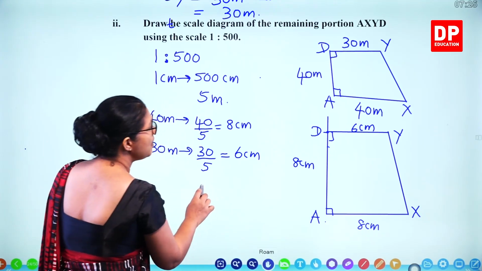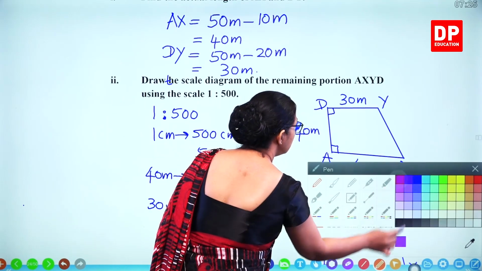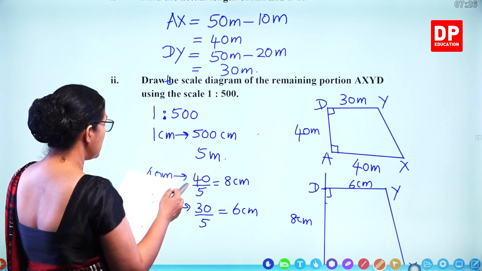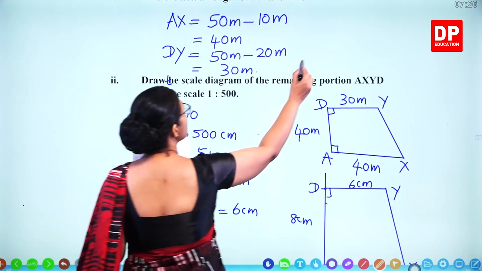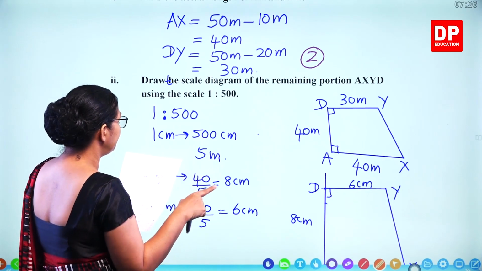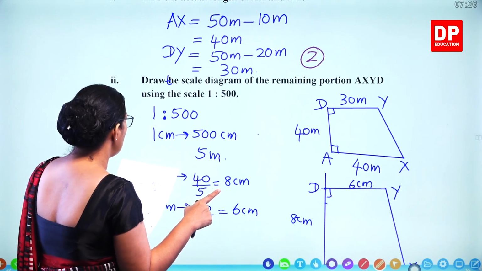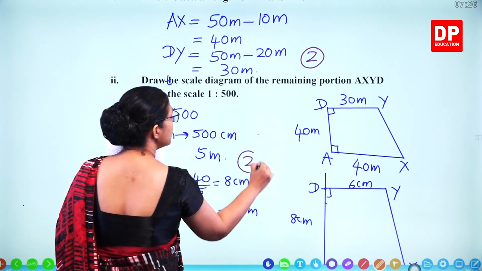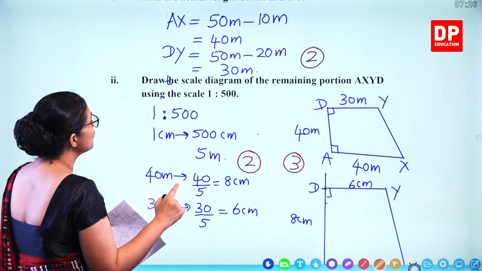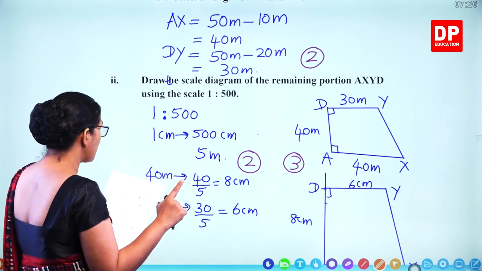Now let's see how many marks. AX 40 meters, DY is 30 meters, you get 2 marks there. And according to the new diagram, you are getting 5. So we'll give 2 marks for the scale and 3 marks for drawing the scale diagram. So 5 and 2, 7. Let's see the next part.